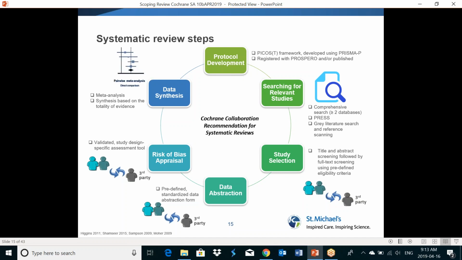And then our data synthesis, it could be a quantitative, so meta-analysis when we're pooling everything. The synthesis based on the totality of evidence, but also want to note that we could potentially do a qualitative evidence synthesis as well.